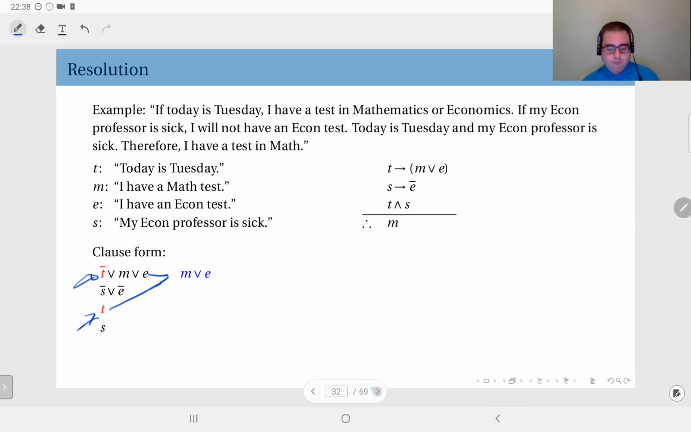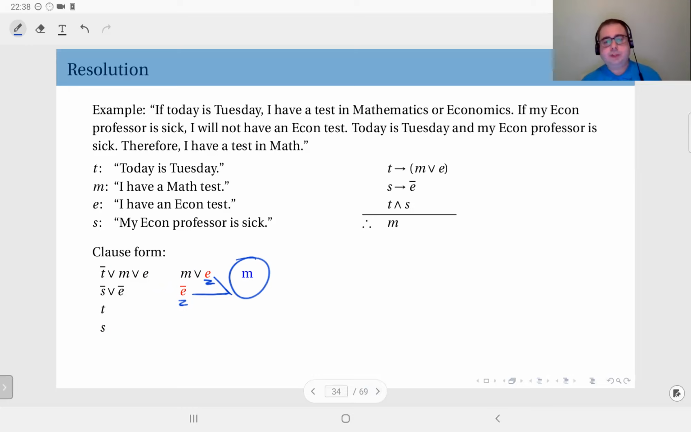And then in the second step, I can resolve these two through the literal S. In one, I see just S. In the other, I see not S. So I resolve these and the S literals disappear. What is left is just not E. And then these E and not E, so I can resolve these two. And what remains is M, which was the intended conclusion all along. So this also shows the validity of the given argument, okay?